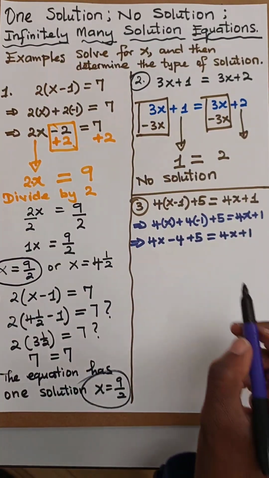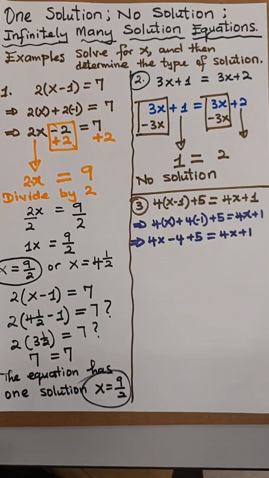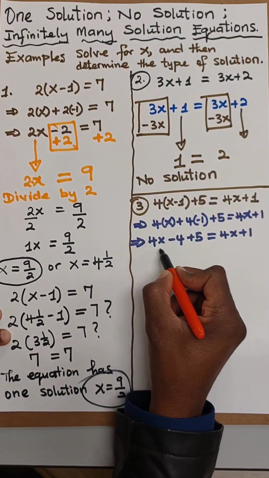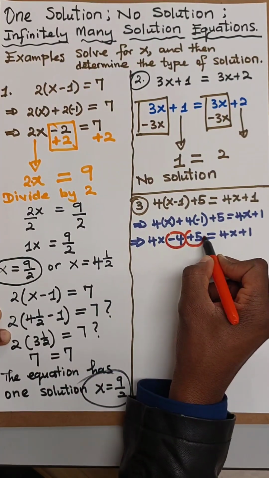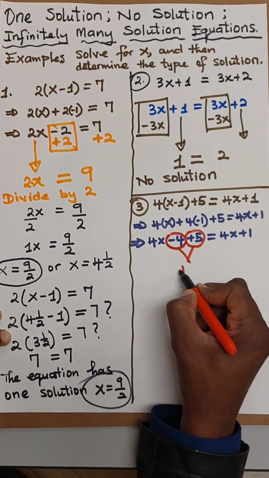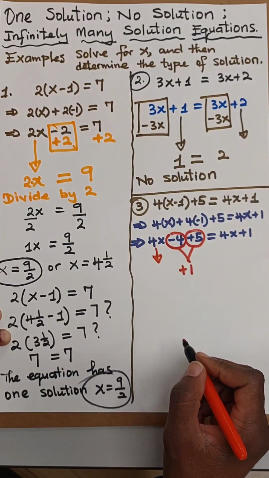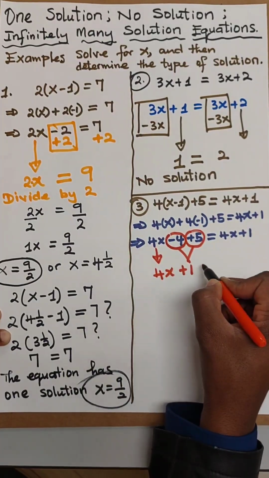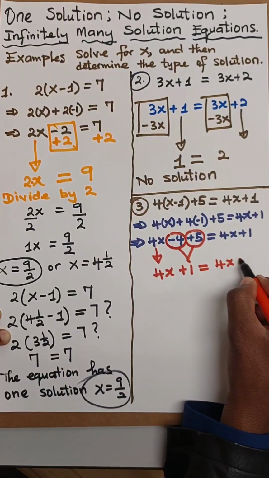Now this is the time to collect like terms, or we add like terms, or we subtract like terms. But how many terms are on the left-hand side? 3 terms are on the left-hand side. Among these 3 terms, negative 4 and positive 5 are like terms. They will add up. Negative 4 plus 5 is positive 1. So our 4x is not a like term to these other 2 because they do not have the x. So the 4x sits here. And then that equals, on the right-hand side, we have 4x plus 1.